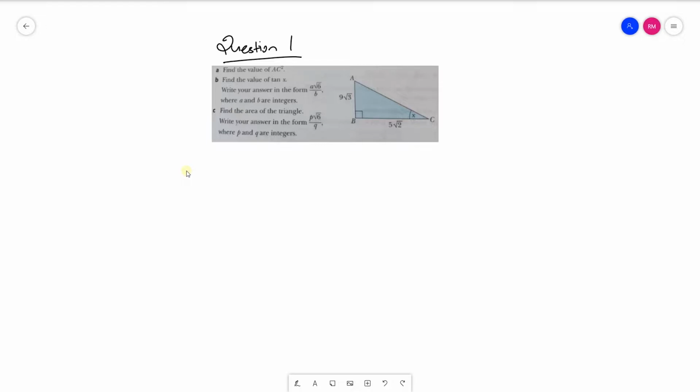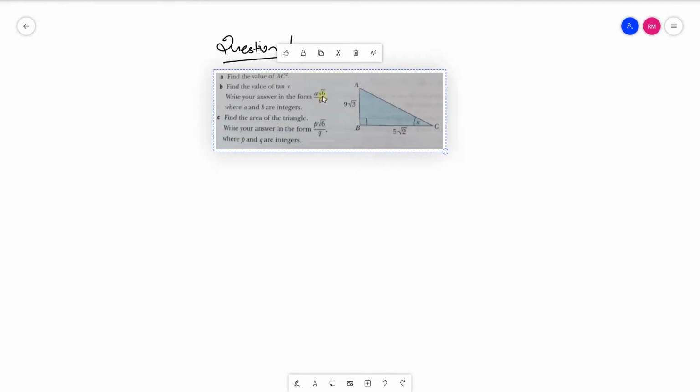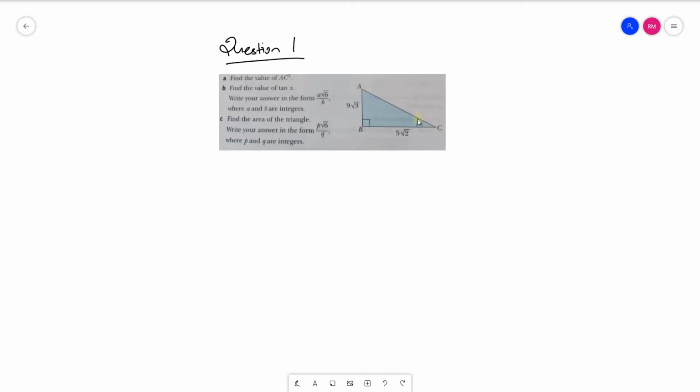Hi everyone, in this video I'll be teaching 3 questions that involve surds and Pythagoras theorem. So let's look at question number 1. They're asking us to find the value of AC squared. So let's look at this triangle. It's a right angled triangle and the value of AB is 9 surd 3 and the value of BC is 5 surd 2. So we can simply find the value of AC by using Pythagoras theorem.